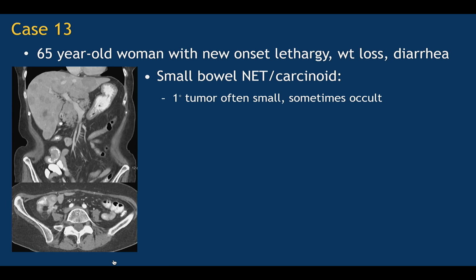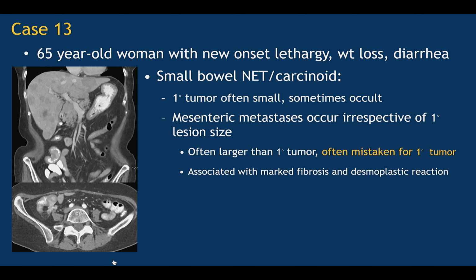The primary small bowel neuroendocrine tumor is often small and sometimes occult. The mesenteric metastases, on the other hand, occur irrespective of primary lesion size. They are often larger than the primary tumor, and they are often mistaken for the primary tumor. They are associated with marked fibrosis and desmoplastic reaction. In the example that I showed here, the abnormal stellate soft tissue in the right lower quadrant mesentery corresponds to the mesenteric metastasis, and this was actually our primary tumor, which we don't often get to see so well.